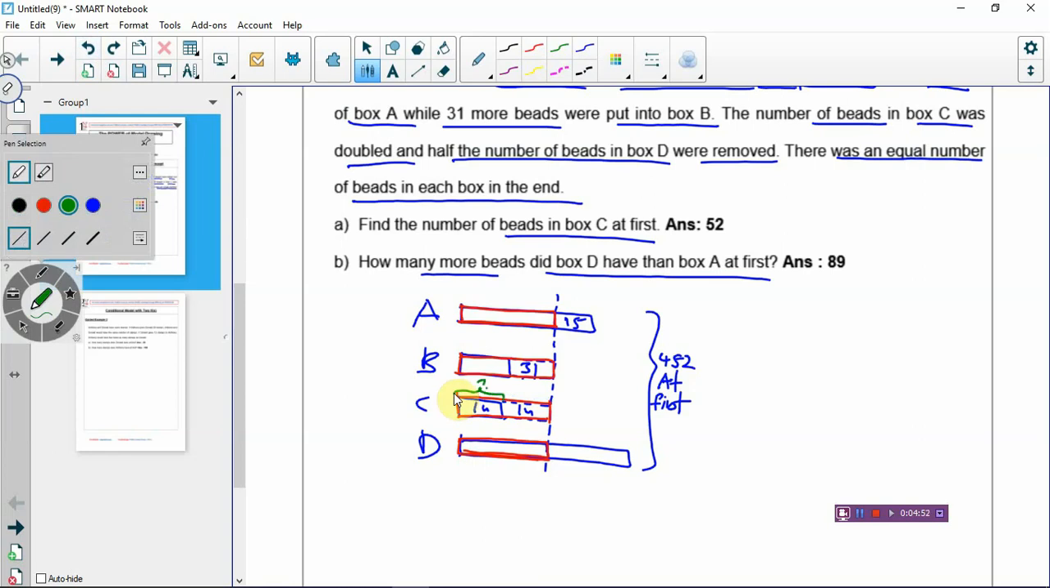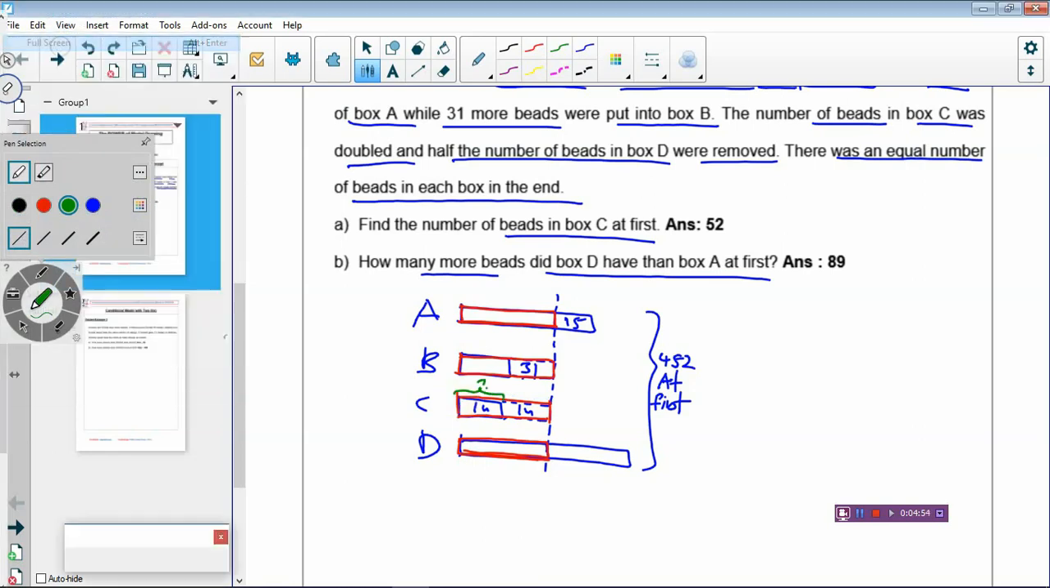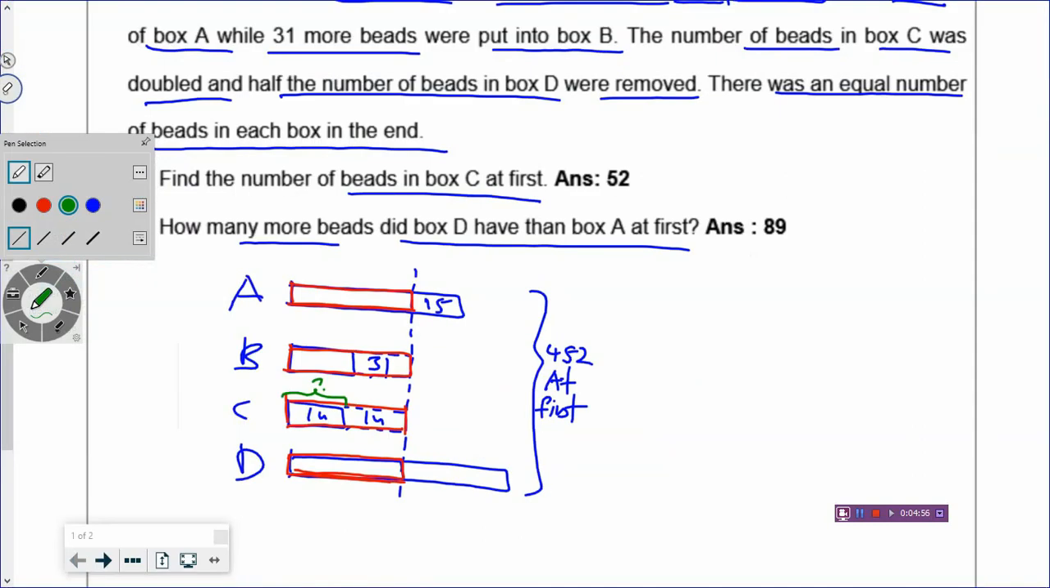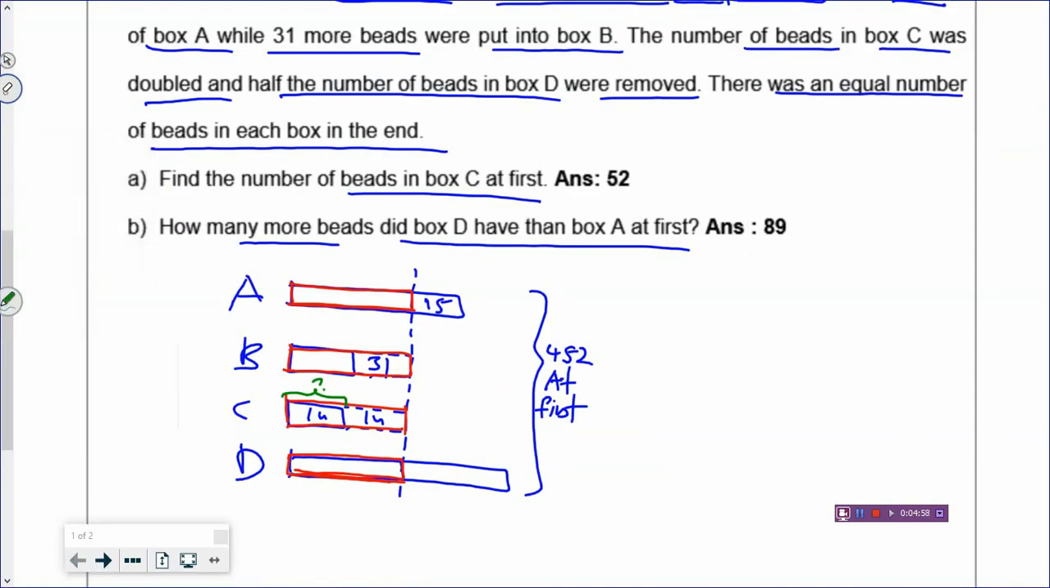So don't get confused by your drawing. Make sure you know where to put the question mark. And how many more bits did box D have than box A at first? So box D, how many in box D at first? The rectangle for box D is until the green dotted line, that is at first. And box A is until the green dotted line at first. And in between is your how many more.